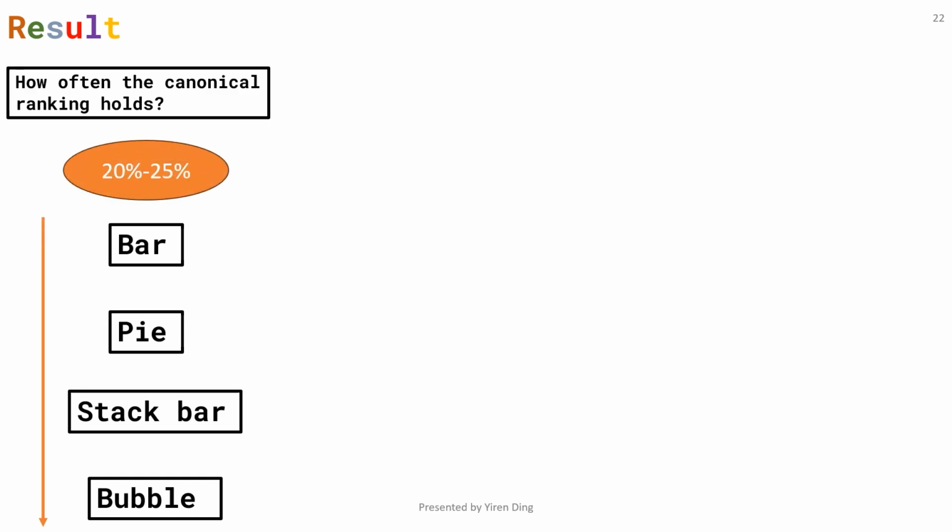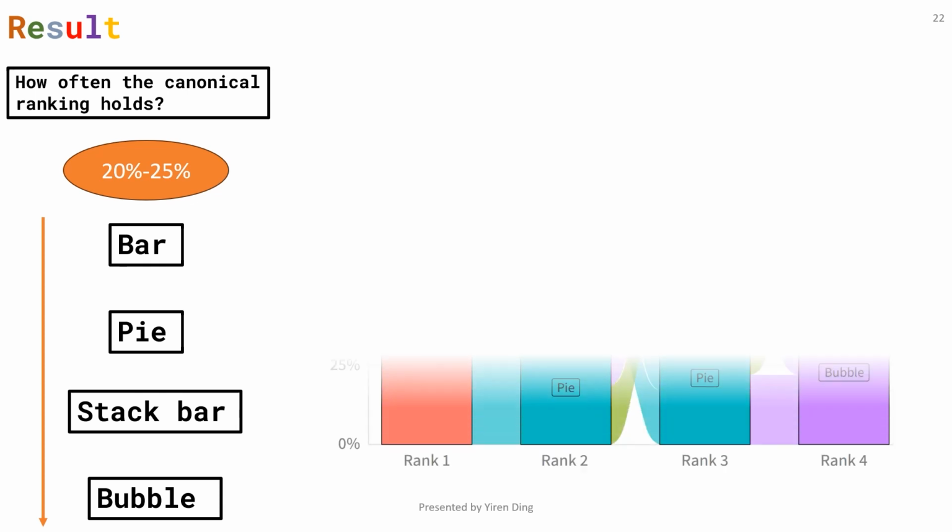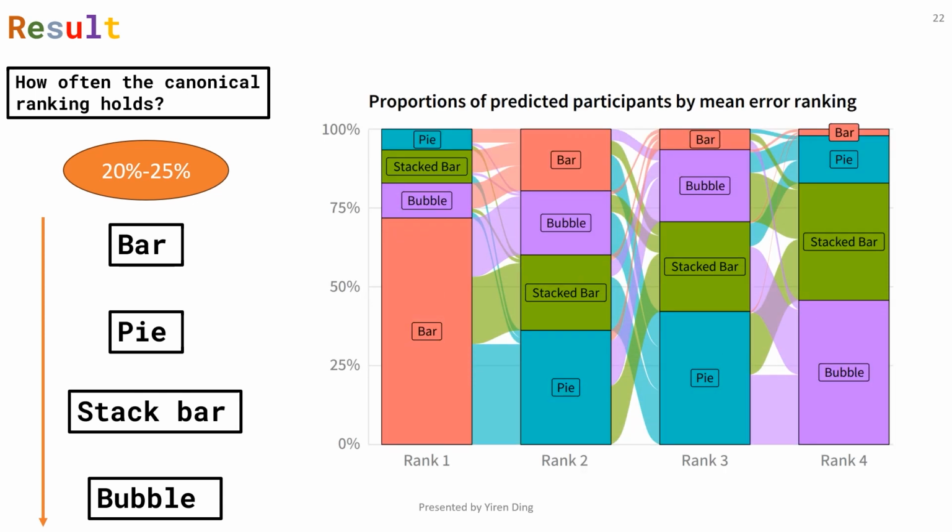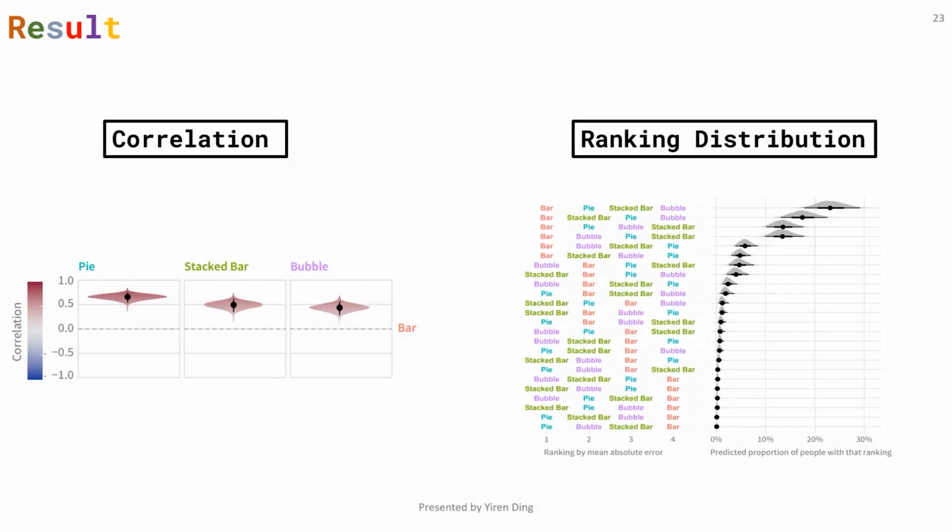With all these insights, let's re-examine the classic rankings. Only 20 to 25% of people follow this ranking according to our estimation. The ranking varies a lot between different individuals. This mean error ranking chart provides a new perspective to consider the performance ranking of these charts. Bar chart may rank number 1 the majority of the time, but the pie, stacked bar, and bubble chart rankings change a lot. We discovered many other interesting findings with the new model, such as performance correlation between charts and the distribution of rankings. Please check our paper to find more details.